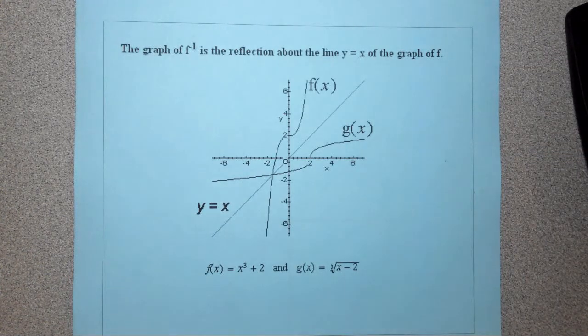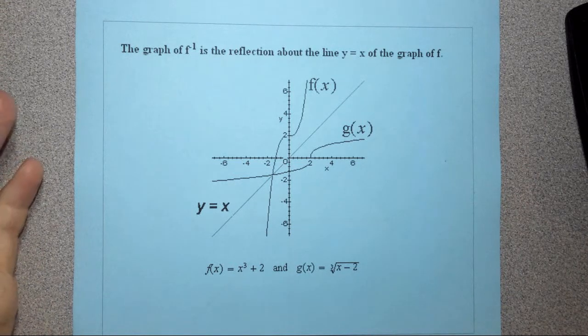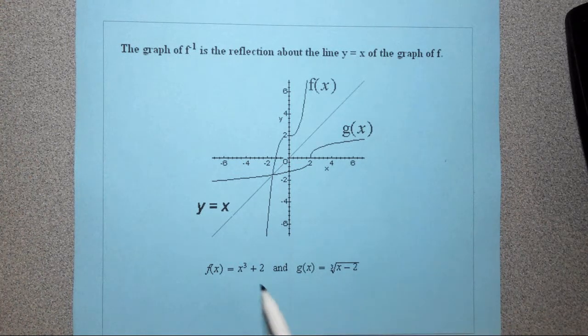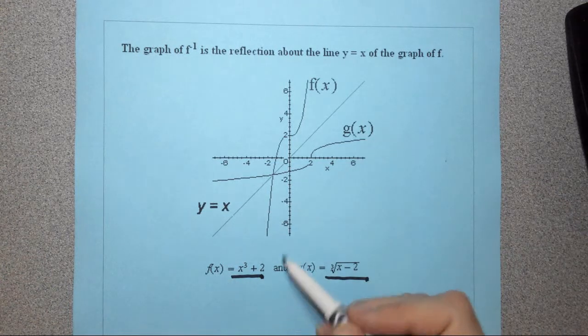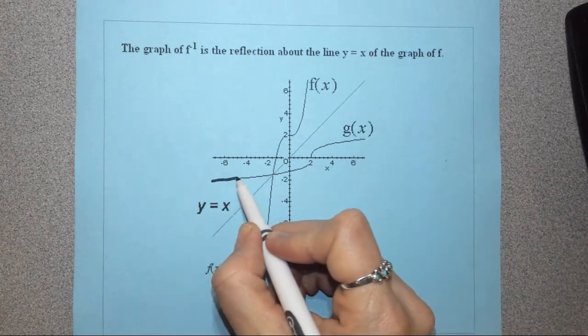Okay, you can also find the inverse of a graph by flipping the x's and the y's. For instance, x to the third plus 2 and the cube root of x minus 2. So x to the third plus 2 is this graph right here.